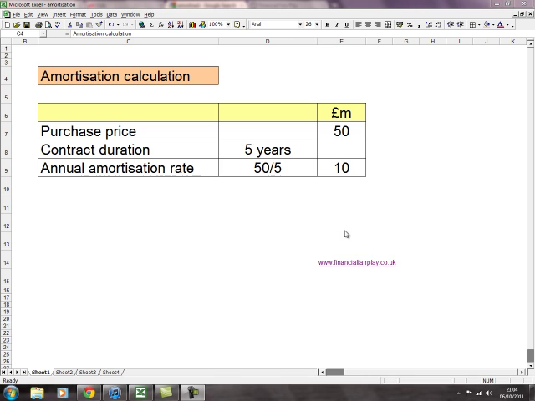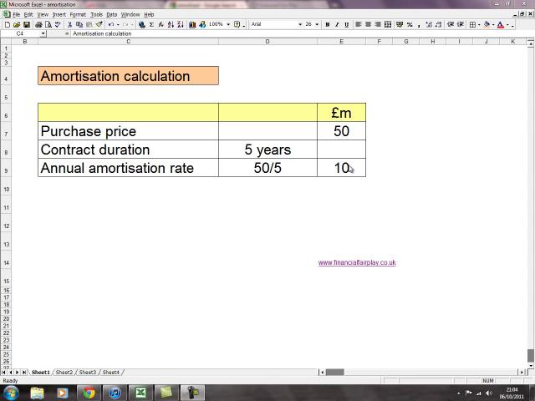We're going to be looking at the way that players' contracts are written down, or amortised. I'll start off with an example. We've got a player who was signed on a purchase price of £50 million on a 5-year contract. The amortisation rate is 50 divided by 5, which gives us a rate of £10 million a year. So that player has to be written off in the accounts at the rate of £10 million a year for every year of that contract.